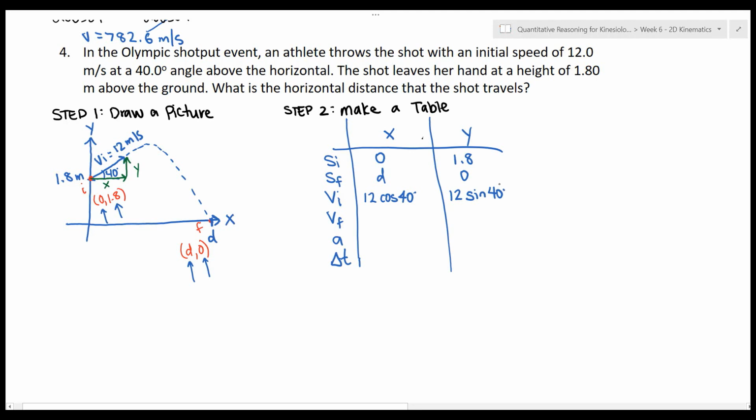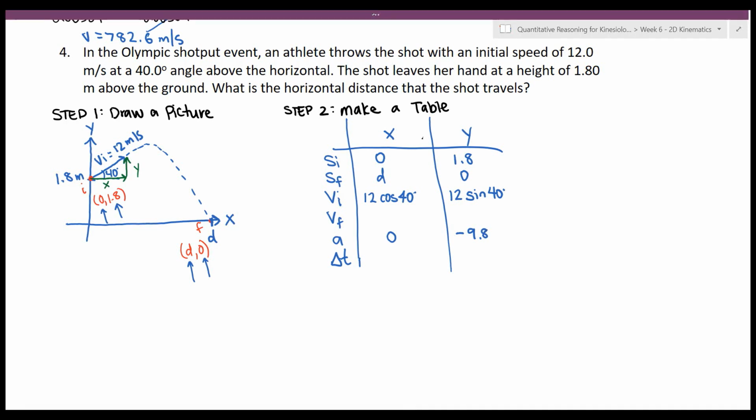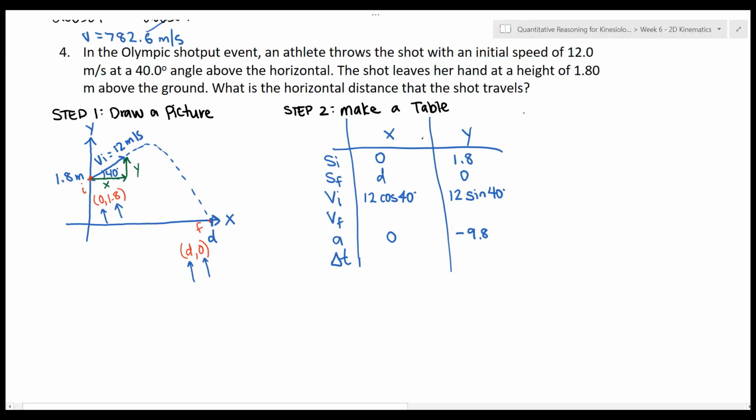My v final I don't know anything about, so I'm going to leave that alone. My acceleration for projectile motion problems is always 0 in the x direction, negative 9.8 in the y direction. And my time is what I'm going to solve for in step 3. Okay, so let's move right along to step 3, and that's to solve for time.